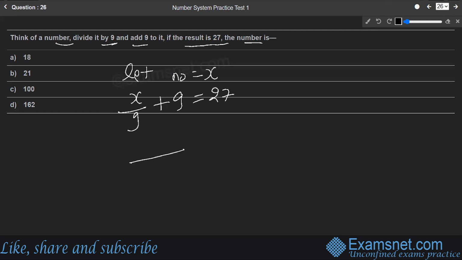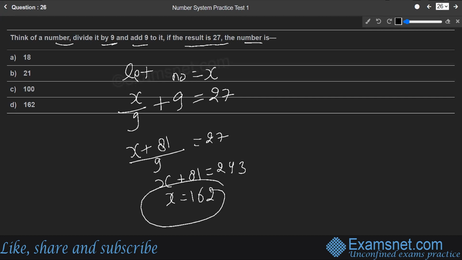If we try to solve this, 9 being the LCM, x plus 9 into 9 is 81, is equal to 27. So we can write down here as x plus 81 is equal to 27 into 9. That is 9 7s are 63, 3 6 is 18, 9 2s are 18 and 6, 243. So x is going to be 243 minus 81, that is nothing but 162. That's what he had asked for. The number is 162, in option number D.